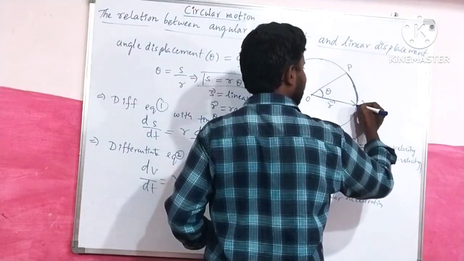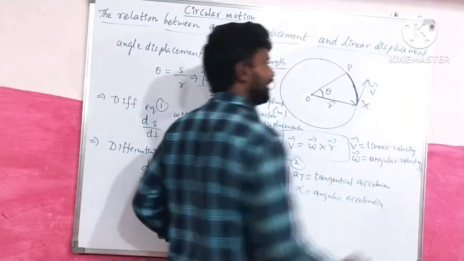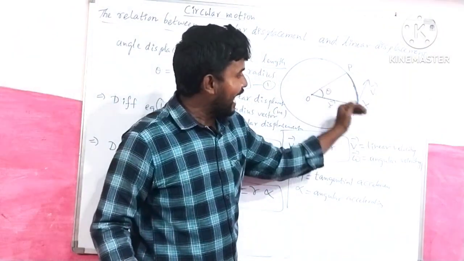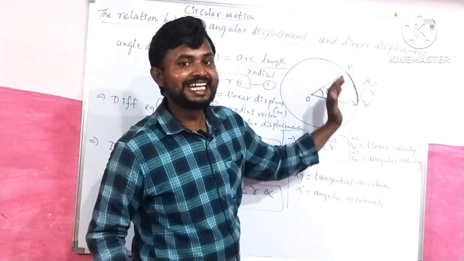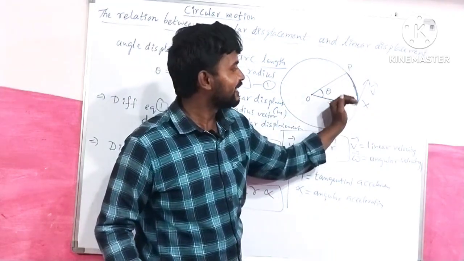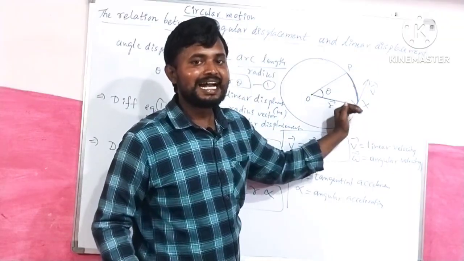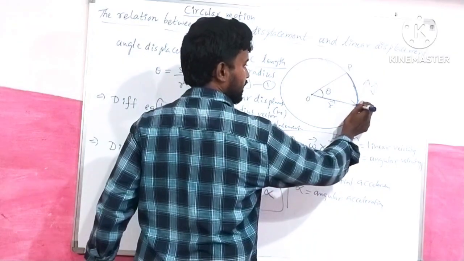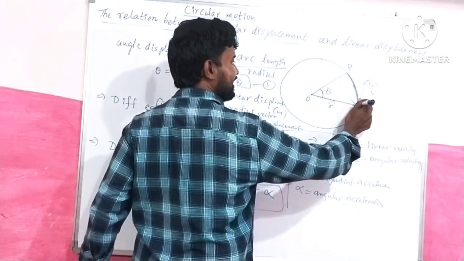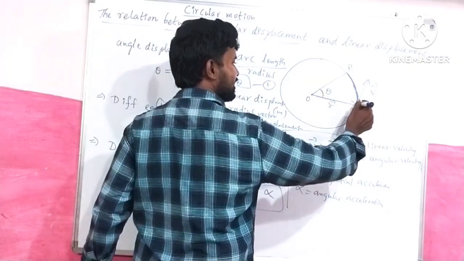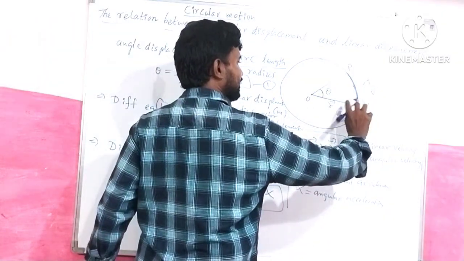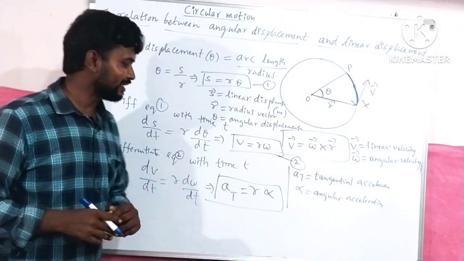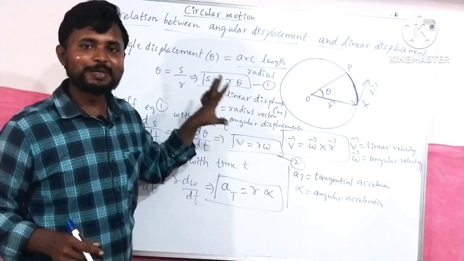These two are mutually perpendicular to each other. At this point, this is the linear velocity direction, v bar. Tangential acceleration is also in the same direction. The change in linear velocity direction is the tangential acceleration direction. Angular acceleration direction is upward, parallel to the change in angular velocity. Angular acceleration is in this direction, and tangential acceleration is in this direction. These two are mutually perpendicular to each other. So these three are very important.